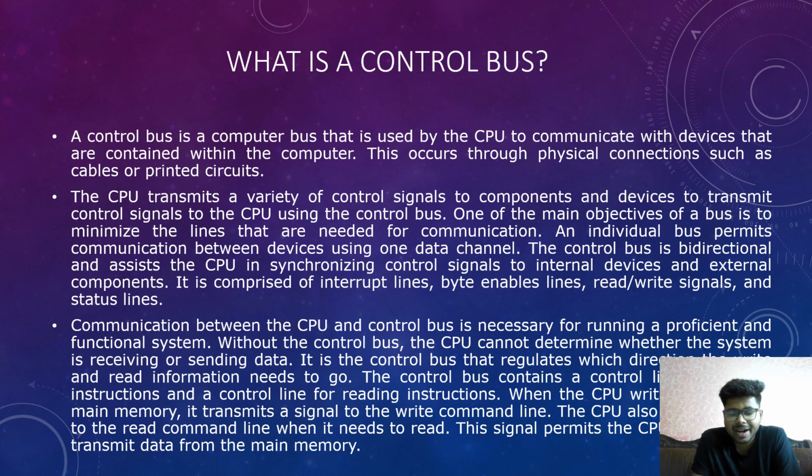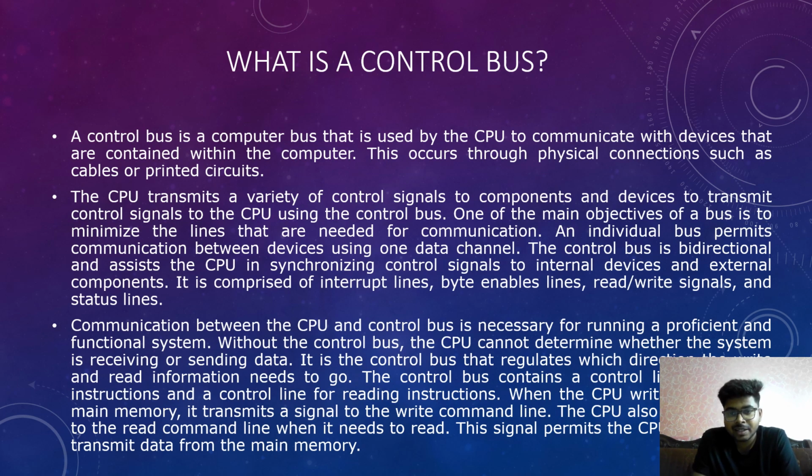The control bus is bidirectional and assists the CPU in synchronizing control signals to internal devices and external components. It is comprised of interrupt lines, byte enable lines, read or write signals, and status lines. Communication between the CPU and control bus is necessary for running a proficient and functional system. Without the control bus, the CPU cannot determine whether the system is receiving or sending data.